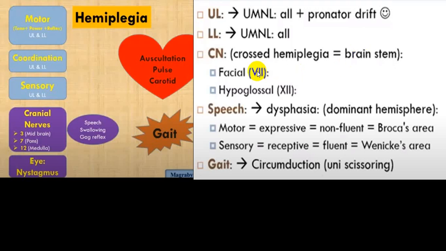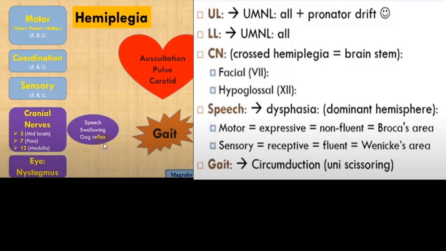Particularly, we'll have cranial nerve involvement as far as the facial and hypoglossal is concerned. Both will be upper motor neuron if there is a damage above the brainstem, and if there is a damage below the brainstem, we'll have a crossed hemiplegia in the form of lower motor neuron cranial nerve palsy on the ipsilateral side and, on the opposite side, we'll have spastic hemiplegia.